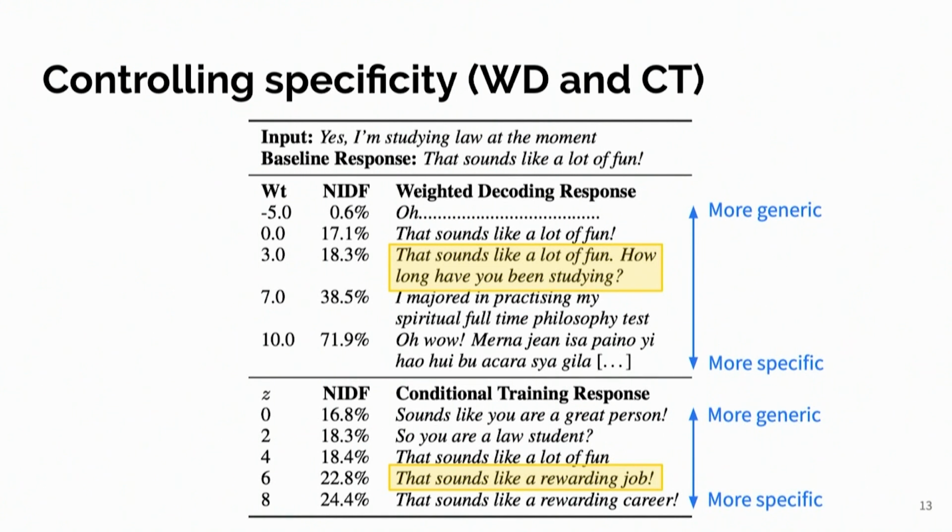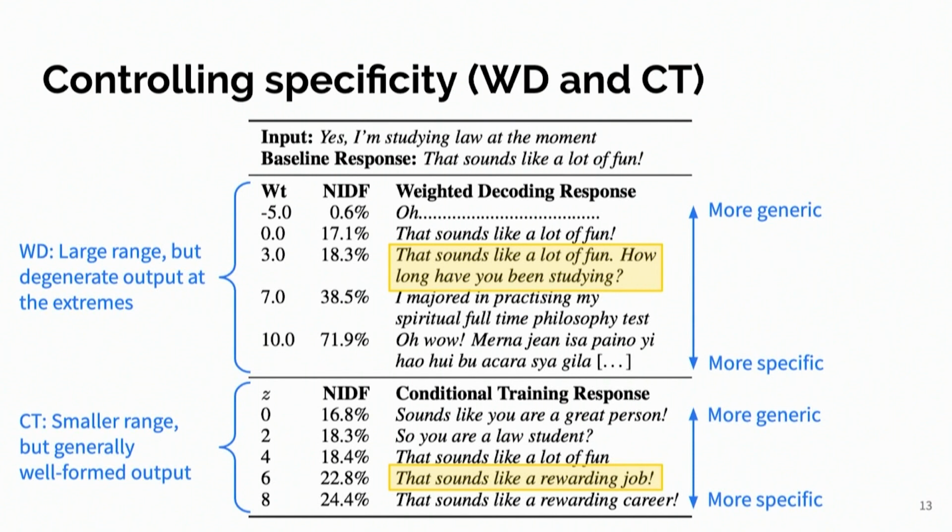So that was the top one, the weighted decoding method, and at the bottom we have the conditional training method. Similarly here, we're able to get a range from more generic to more specific. Overall, we found that for the weighted decoding method, that's when you change the word-by-word probabilities, this gives you a very large range with very different extremes, but the output is pretty nonsensical at the two extremes, so you have to be quite careful.